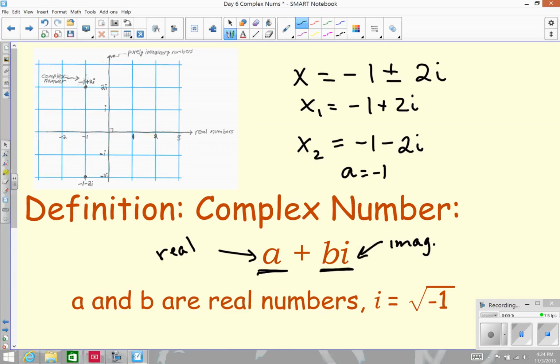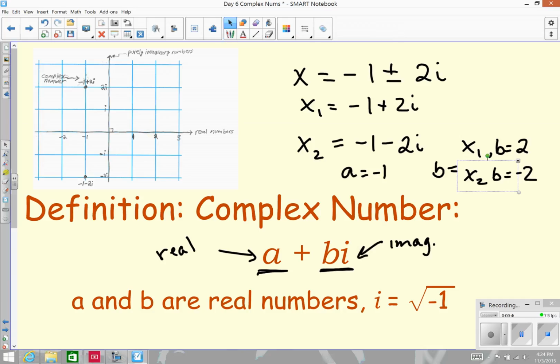And then my imaginary part, or the B part, for x1, B equals 2i, or the B part is actually just the 2. For x2, B equals a negative 2. Thus I have the negative 1 plus 2i and the negative 1 minus 2i. So we need to look at how we are going to add and subtract these things, and then how we are going to multiply them.